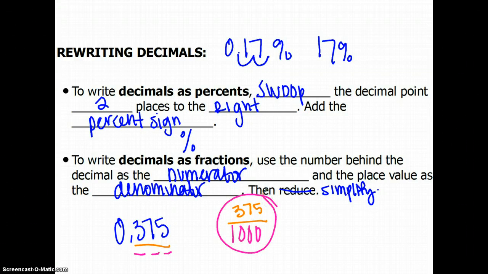Okay? So you take the numerator and then you figure out what your denominator is by the amount of places to the right of my decimal. That is something that you're going to have to know for tomorrow.